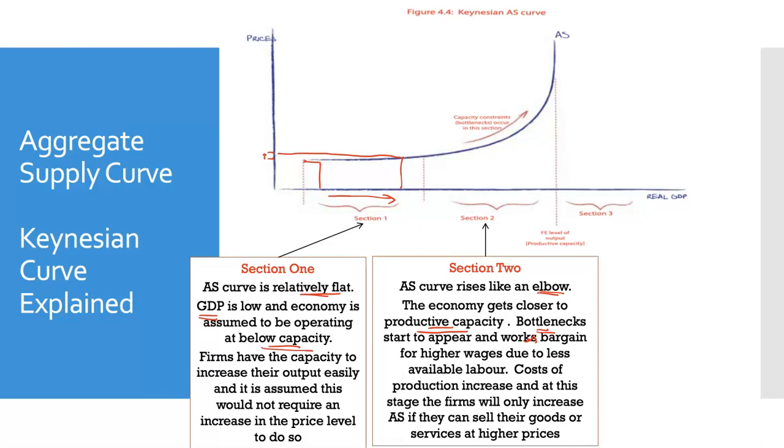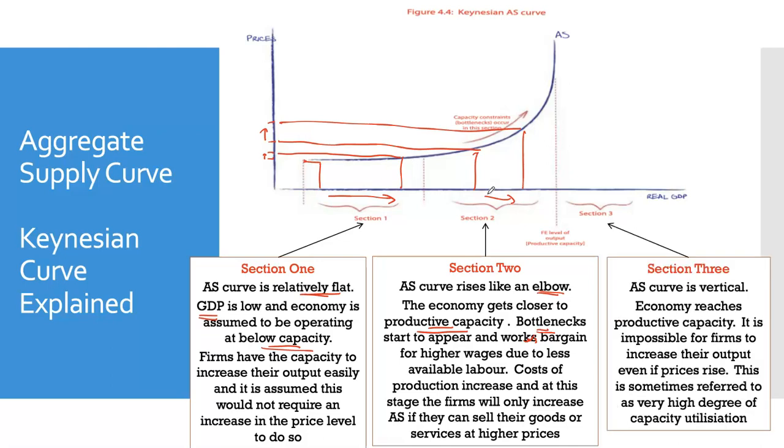So if we think about a price rise here, we're going to need a much bigger price rise in section 2 to have an increase in supply. There is not that giant incentive to firms or businesses to produce more. They will need to see bigger price rises because they're getting to the point where there's some difficulty in doing it. Now, section 3 is where the curve is vertical or straight up.